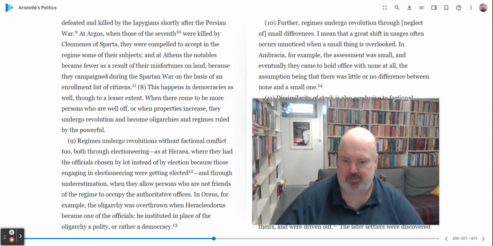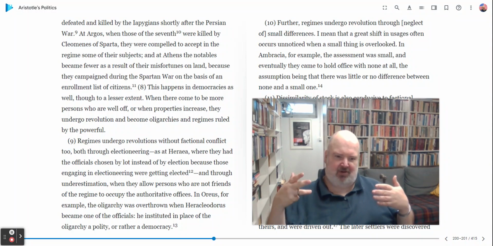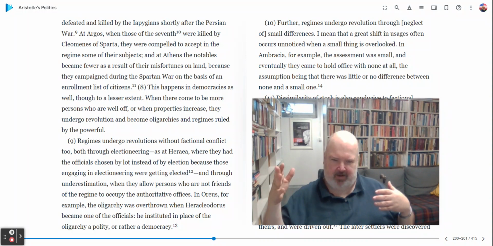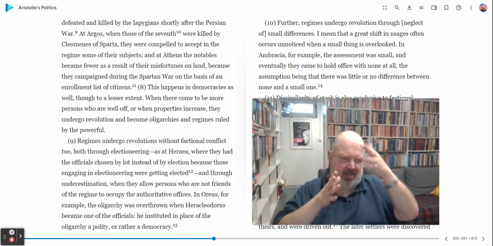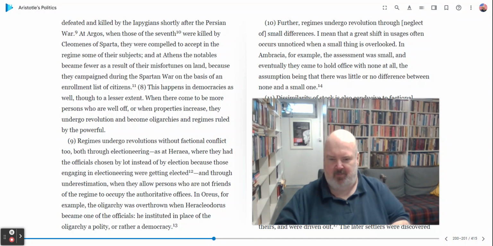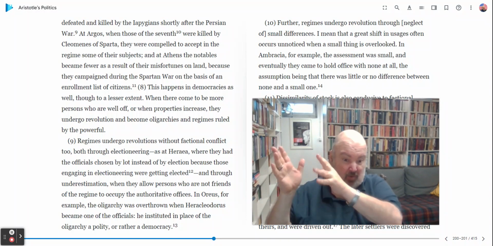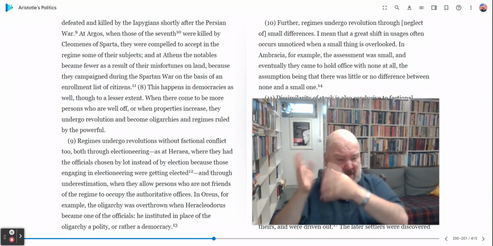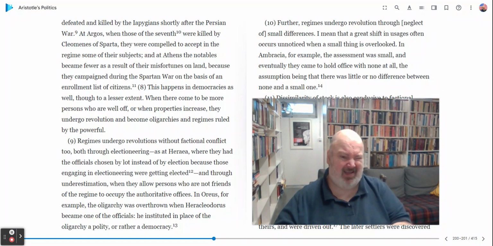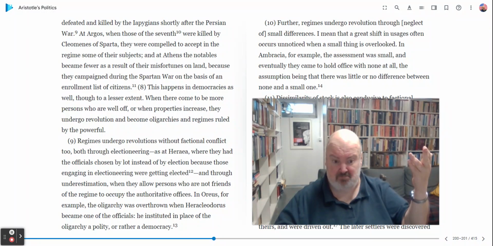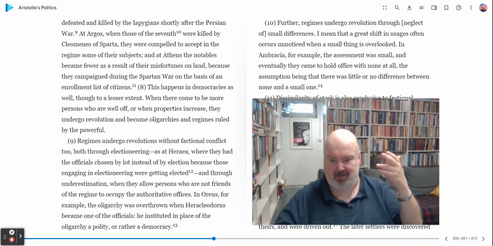And through underestimation, where they allow persons who are not friends of the regime to occupy the authoritative offices. In other words, there are two ways. These regimes don't change through factional conflict. One is, again, he says, because of electioneering: someone gets in, and they change the rules because these same people always get elected. And they say, I'm not going to like it anymore. Let's have lots. Okay, let's have lot.